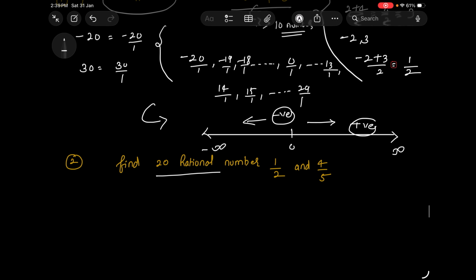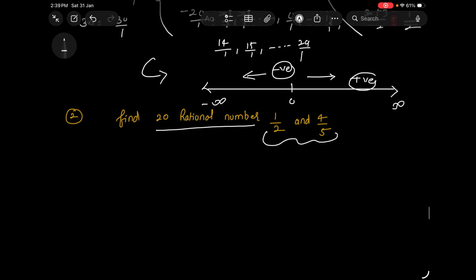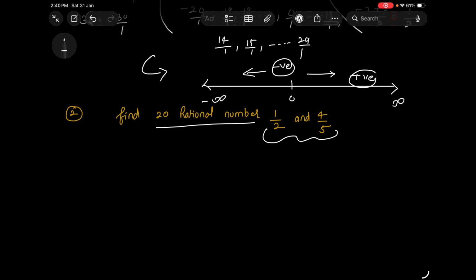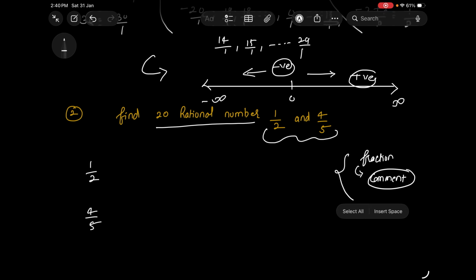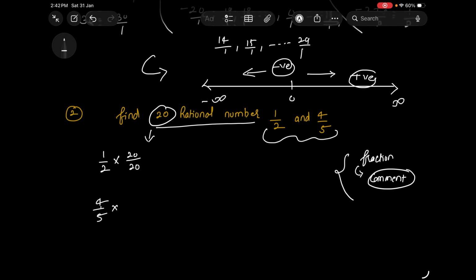But what if the asked rational numbers do not lie between the two given rational numbers? In this case, we simply convert the fractions. If you do not know the concept of fractions, please comment "fraction" in the comment box, so we can find a separate video for fractions and all the rules of fractions. We already know that if we divide and multiply a fraction by the same number, the fraction does not change. So in this case, we have to find 20 rational numbers, so we divide and also multiply the first number by 20.